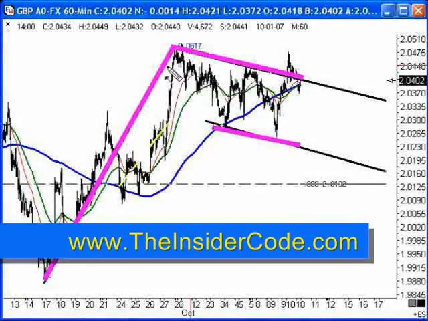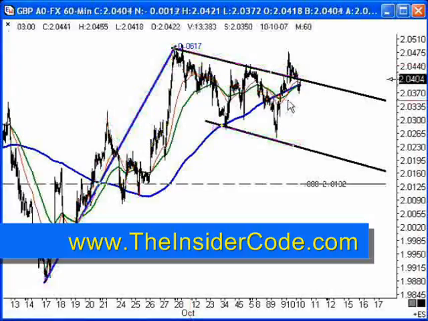I've got a flag pole here. It's a fairly fast move up. We do have one retracement, but it's in proportion to the move here. And what this really brings up is the whole question of how important are the parts. We've got two parts, the pole and the flag.